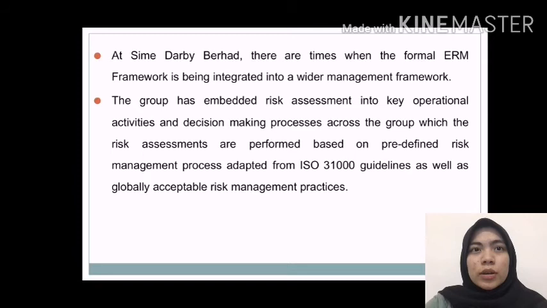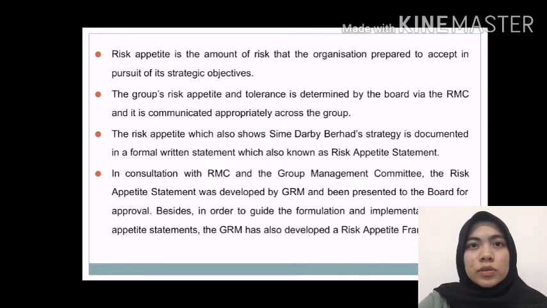Lastly, risk appetite. Risk appetite is the amount of risk that the organization is prepared to accept in pursuit of its strategic objective. The group risk appetite and tolerance is determined by the board via the RMC, and it is communicated appropriately across the group. The risk appetite, which also shows Sime Darby Berhad's strategy, is documented in a formal written statement, also known as the risk appetite statement. In consultation with the RMC and the Group Management Committee, the risk appetite statement was developed by GRM and presented to the board for approval.